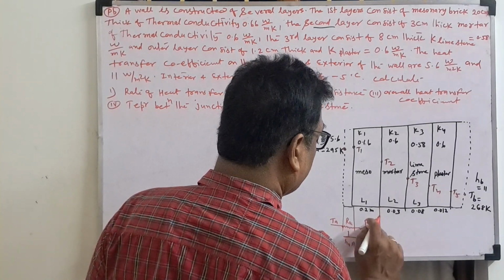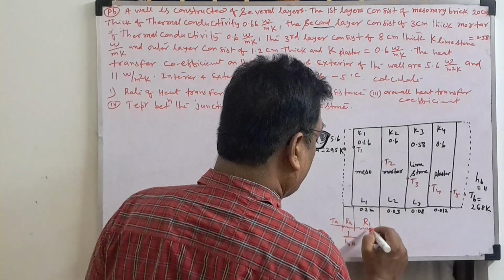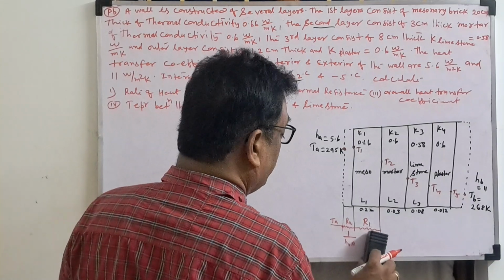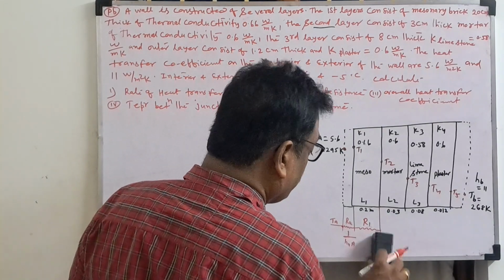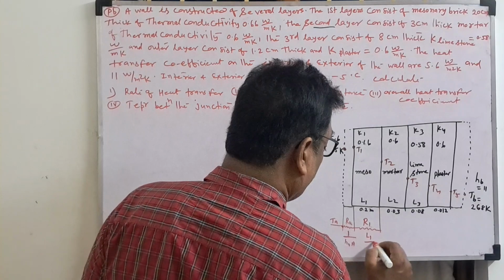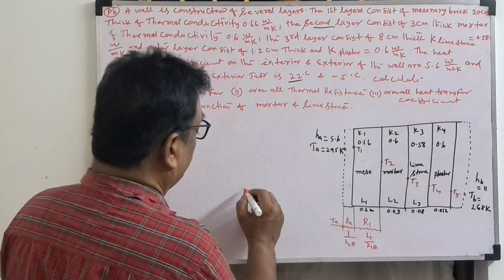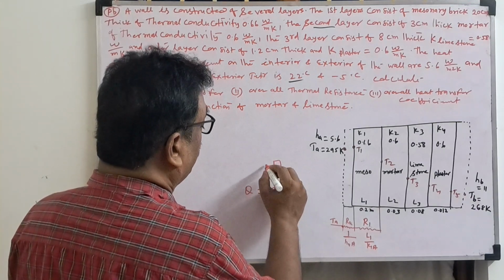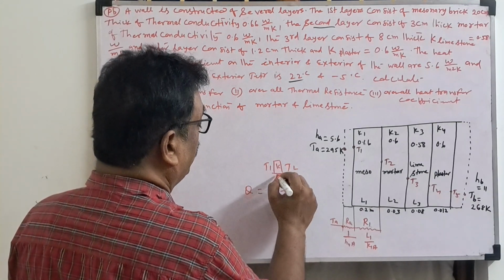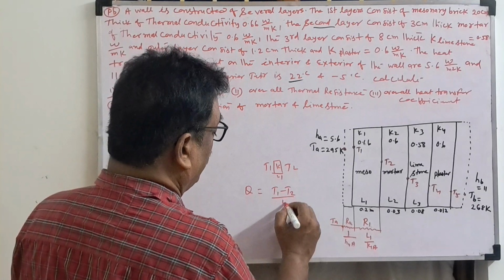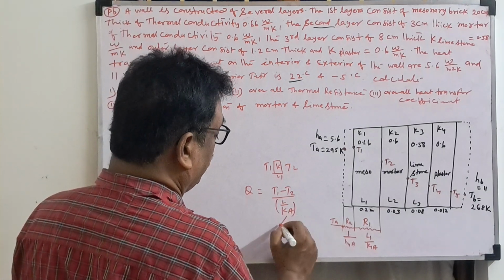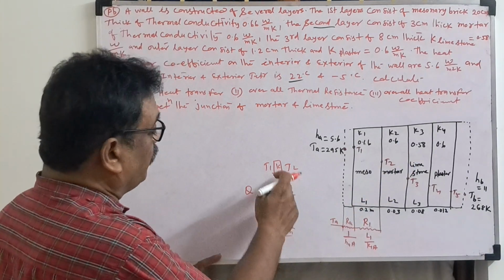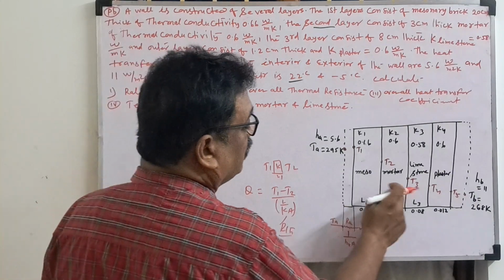R1 is nothing but L1 by K1A. See, what we know, Q is equal to, suppose one block is there, T1, T2, K1, L1. So T1 minus T2 by L by KA. What is L by KA? Thermal resistance, that also we told. So this concept only we write here, for one block thermal resistance. Here 1, 2, 3, 4, block 5.